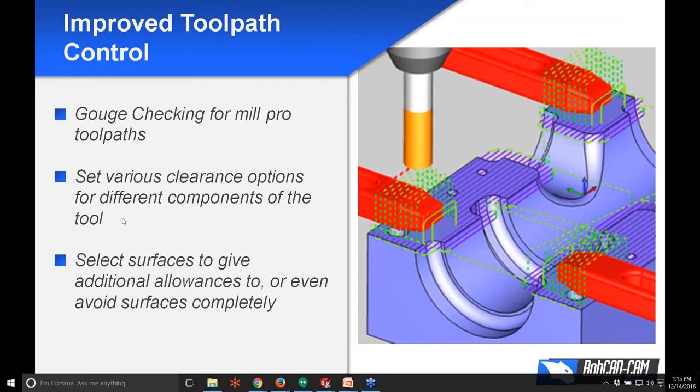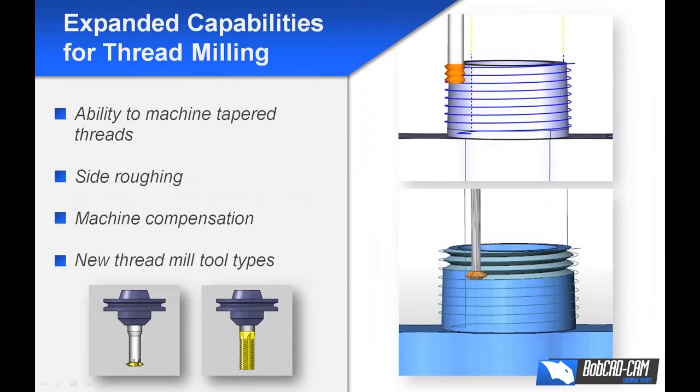All right. The next one we're going to cover is the new thread milling option. With thread milling, we said we need tapered pipe threads. So now you can type in a taper to have true pipe threads output. We also now have the new thread milling tool options with single point threading. We also added in side roughing, so you can rough into the thread if you want to.